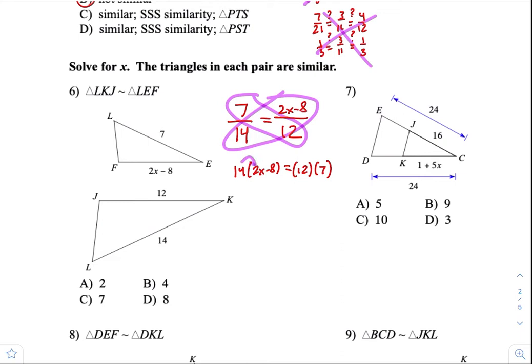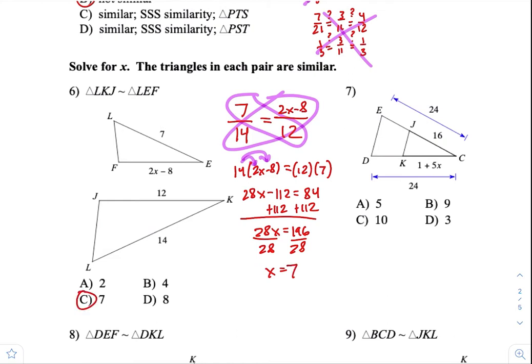Distribute this 14 to both. 28x minus 14 times 8, which is negative 112, is equal to 12 times 7, that's 84. Add 112 to both sides. 196, divide both sides by 28, and x is going to equal 7, which is C.